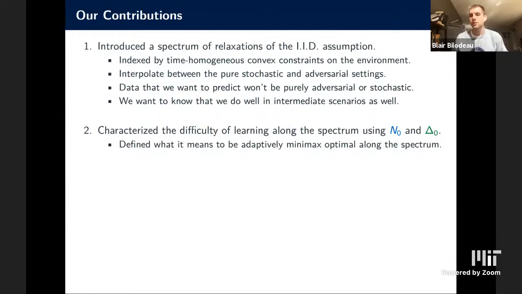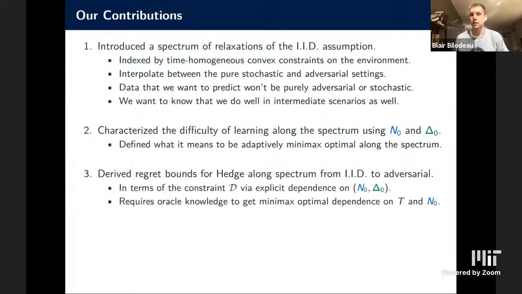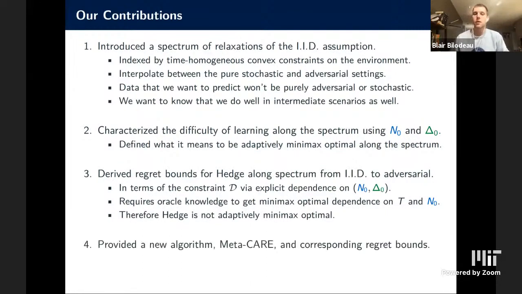And then we defined what it means to be adaptively minimax optimal. So what does it mean to perform well in all settings simultaneously without having to know in advance which setting you're going to be in? We derived regret bounds for Hedge along this entire spectrum and showed that there's dependence on N0 and delta 0, but if it doesn't have knowledge of what N0 is in advance, it can't achieve the adaptively minimax optimal rate. So it has to know in advance which setting it's going to be in, which means that it's not adaptively minimax optimal.